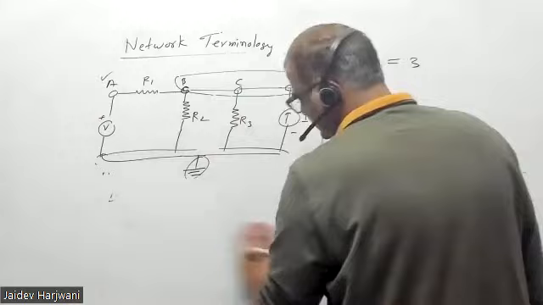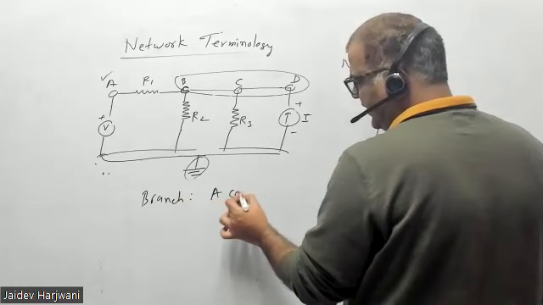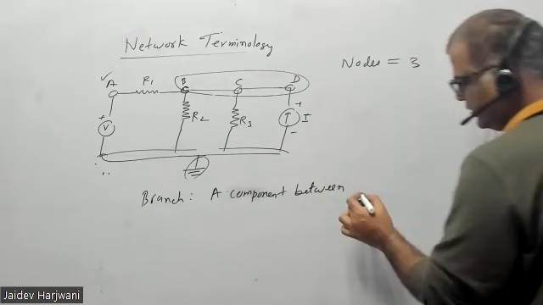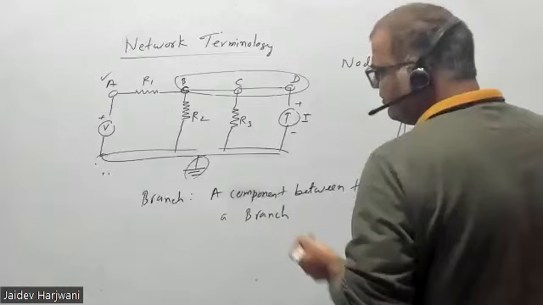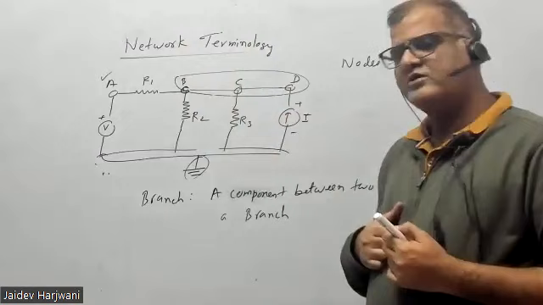Okay, now what is the branch? A component between two nodes is called a branch. This terminology is important because we are going to solve a circuit. There are methods called nodal analysis, mesh analysis, loop analysis. So first you understand the terminology of this network. That's why we are doing this.